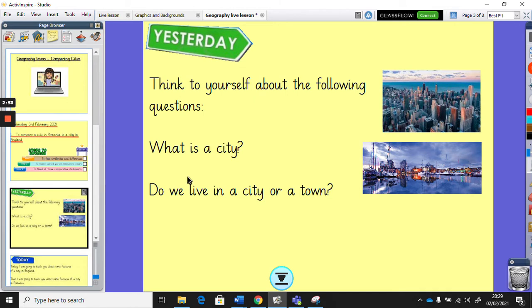It also, interestingly, used to be that a city was a place that had a cathedral in it. But there are some cities that don't have cathedrals, and there are some places with cathedrals in that aren't cities. So that isn't really true anymore.